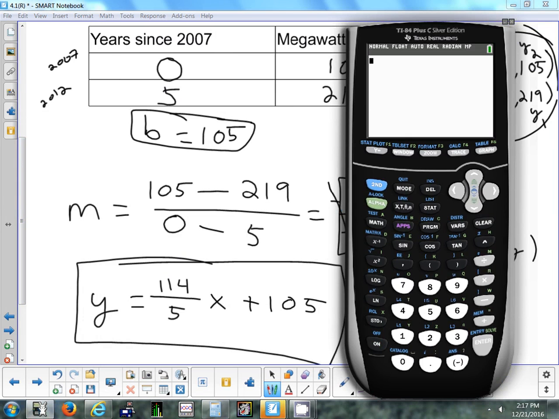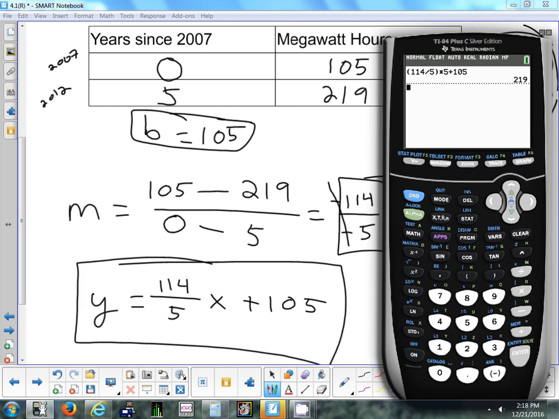Okay, how would I check it? What would I type in first? 114 divided by 5. Okay, then what? Well, what are we filling in for X? What did I say to fill in? 5. Plus what? So when I fill in 5 for X, what am I hoping to get? I'm hoping I get 219 for Y, and I do. So my formula works. I just checked it.